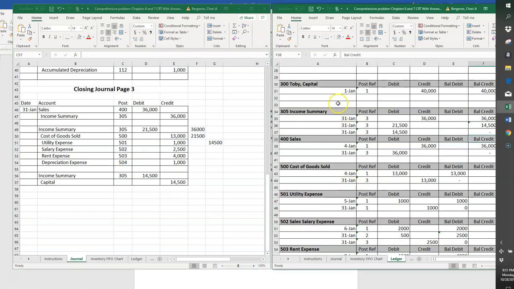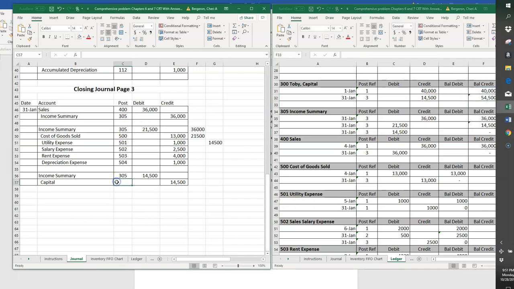And finally, capital. January 31st, from page 3, I credited it for $14,500. It had a credit of 40, and a credit of 14,5. I add, and my new balance is $54,500, and that went to account number 300. So I have completed my posting. Note now that all of my temporary accounts have zero balances and capital has the new updated capital balance.